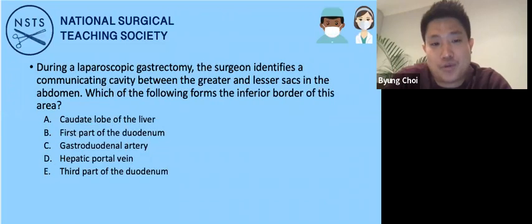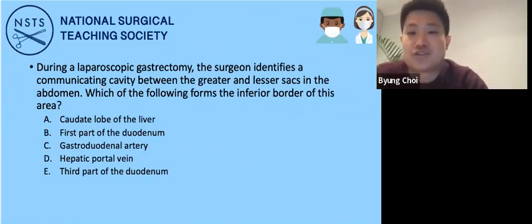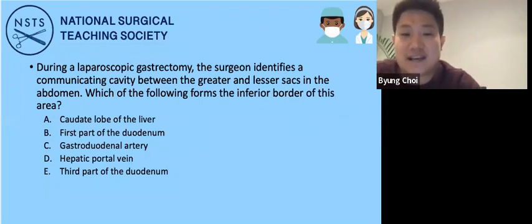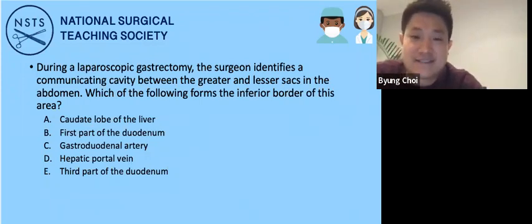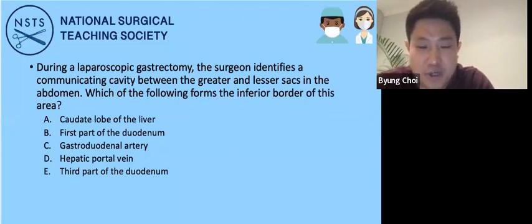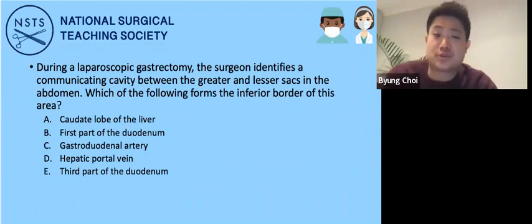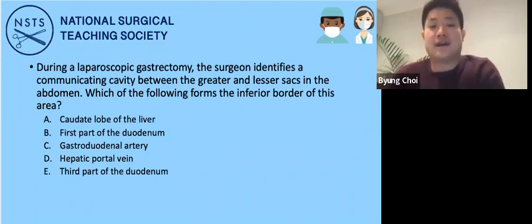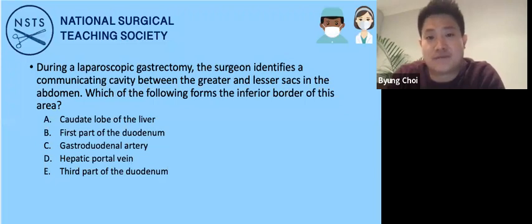So moving on here, during a laparoscopic gastrectomy, the surgeon identifies a communicating cavity between the greater and lesser sacs in the abdomen. Which of the following forms the inferior border of this area? A, caudate lobe of the liver. B, first part of the duodenum. C, gastroduodenal artery. D, hepatic portal vein. And E, the third part of the duodenum.